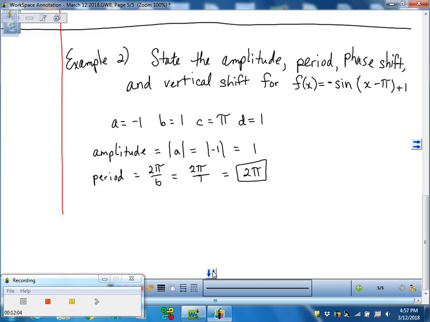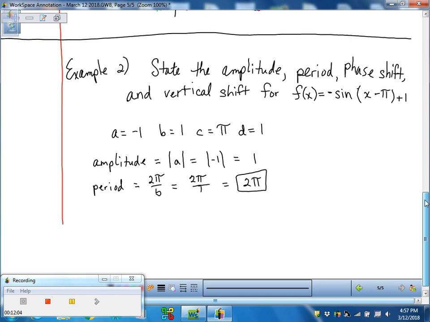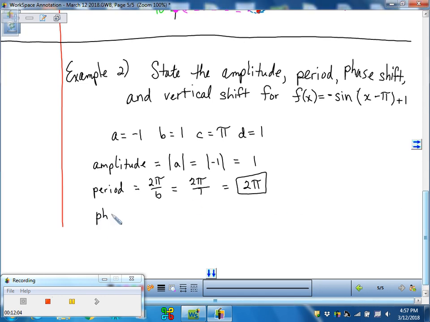Phase shift is C divided by B. This one's a little bit easier because I've just got pi divided by 1, which is pi. So our phase shift is going to be a positive pi, which means we're going to the right pi.